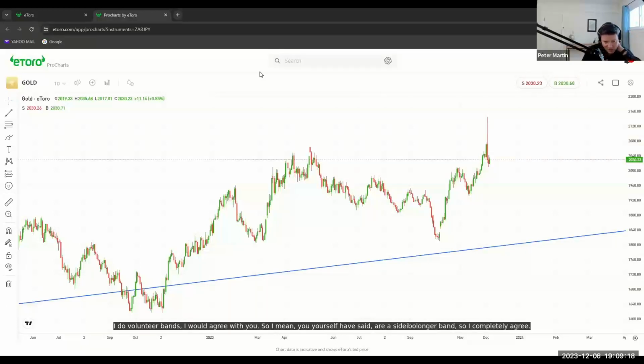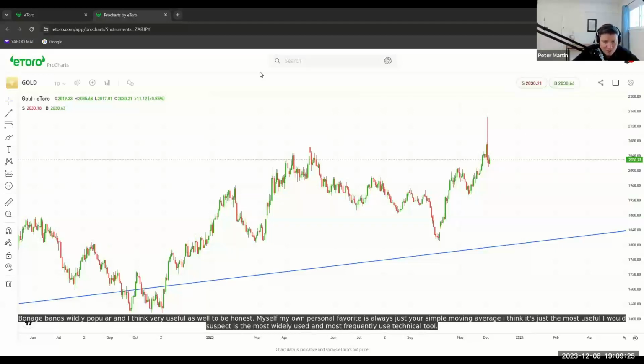I do Bollinger Bands. I would agree with you. So, I mean, you yourself have said RSI, Bollinger Bands. I completely agree. Bollinger Bands are wildly popular, and I think very useful as well, to be honest. My own personal favorite is always just your simple moving average. I think it's just the most useful. I would suspect it's the most widely used and most frequently used technical tool.